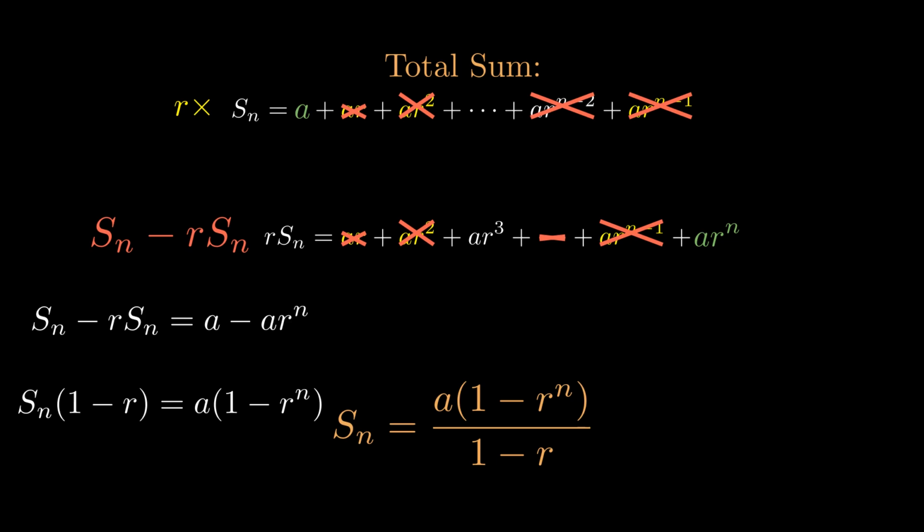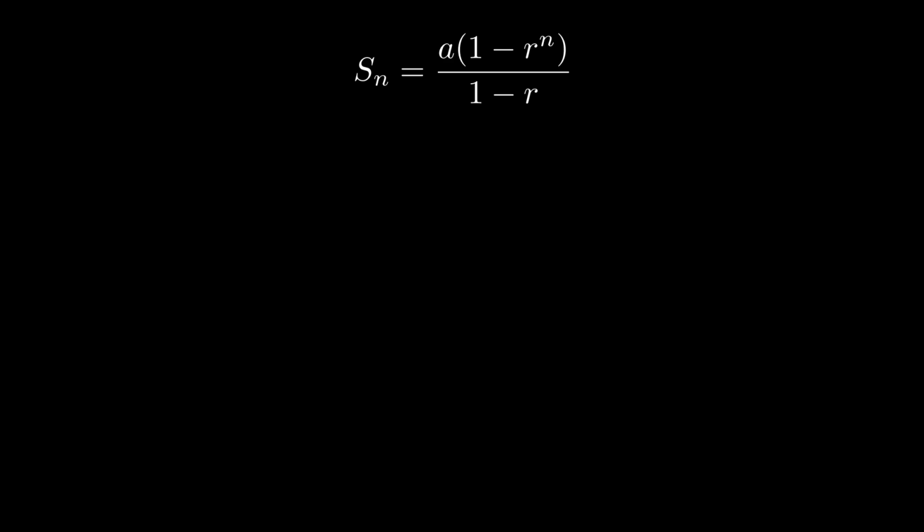With the master formula in our hands, we can finally solve the king's dilemma. Let's identify our three variables carefully. First, A is the starting amount. On the first square of the chessboard, there is exactly 1 grain of rice. So A equals 1. Next, R is our growth rate. Since the rice doubles on every square, our ratio is 2. Finally, N is the number of steps. A standard chessboard has 64 squares.